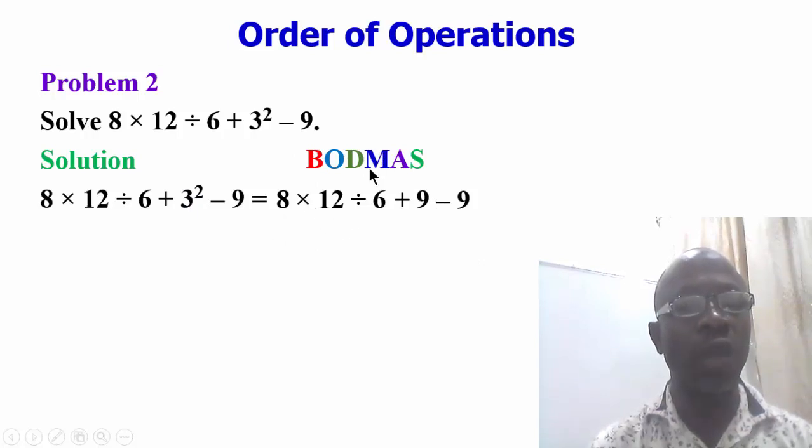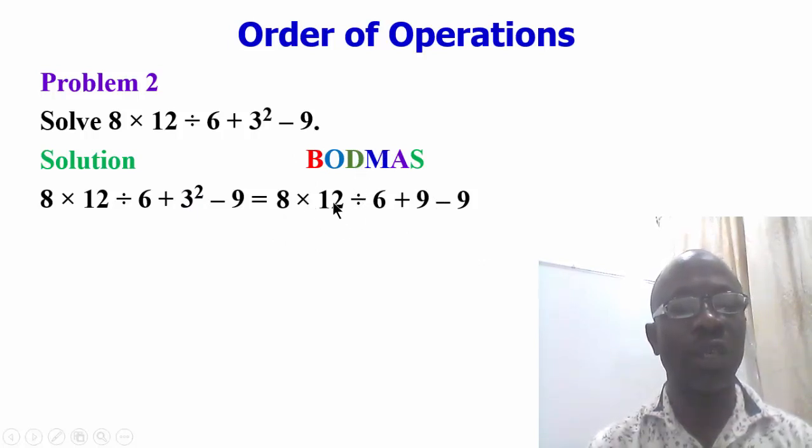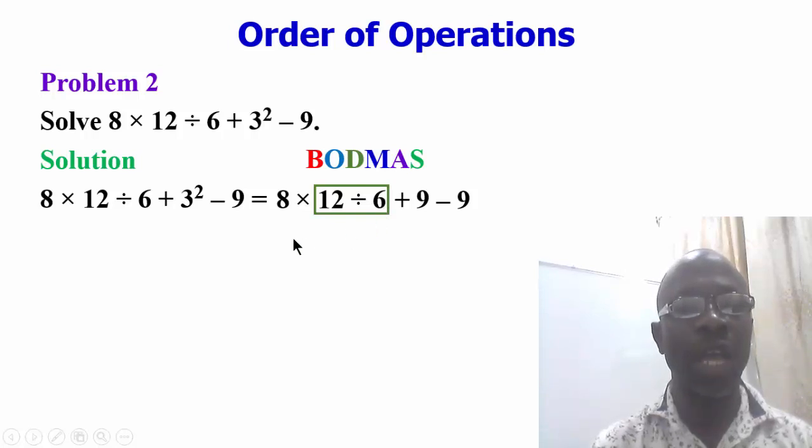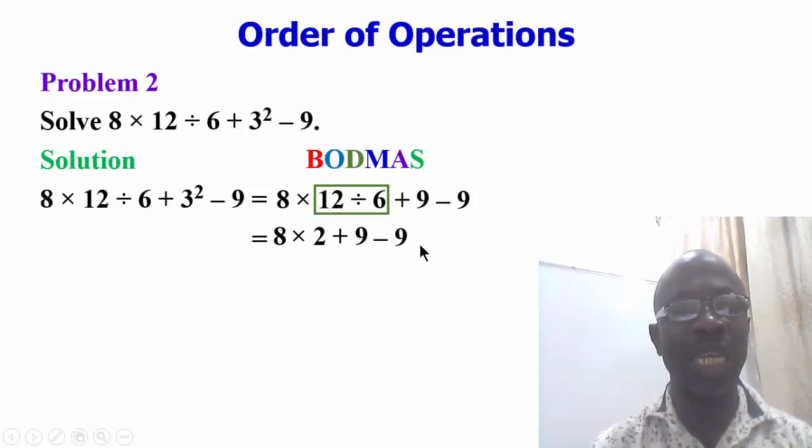The next operation we are going to look at is division, because division comes before multiplication. So we'll be looking at 12 divided by 6. So we now have 8 times 2. Since 12 divided by 6 gives 2, we now multiply the 2 by 8, then plus 9 minus 9.